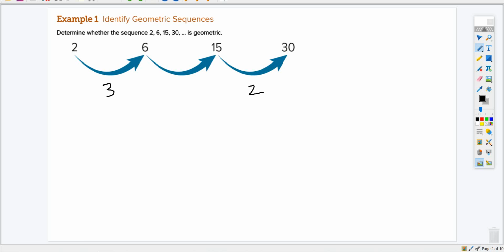So you multiply 2 by 3, that's a 6. But when you multiply 6 by 3, that's actually an 18, not a 15, but it looks like we have a 15 here. Or when you multiply 15 by a 3, it's supposed to be a 45, not a 30. So you see, we don't have a solid pattern here. So this is not a geometric sequence.